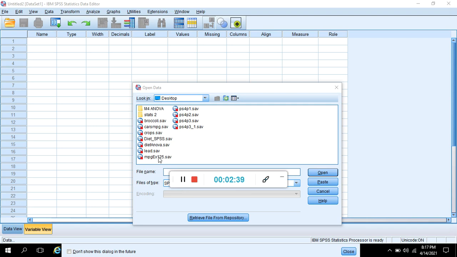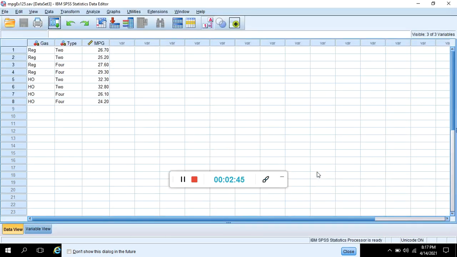This is the MPG example 12.5. So this is this data set. It deals with MPG as an output, but this is the data set on the different types of gasoline versus the two-wheel or all-wheel drive cars. Okay, so this is the data from the Bloomin' example, and what we want to do with this is run a two-way ANOVA because there are now 2 factors, gas and type, and 1 output measure.